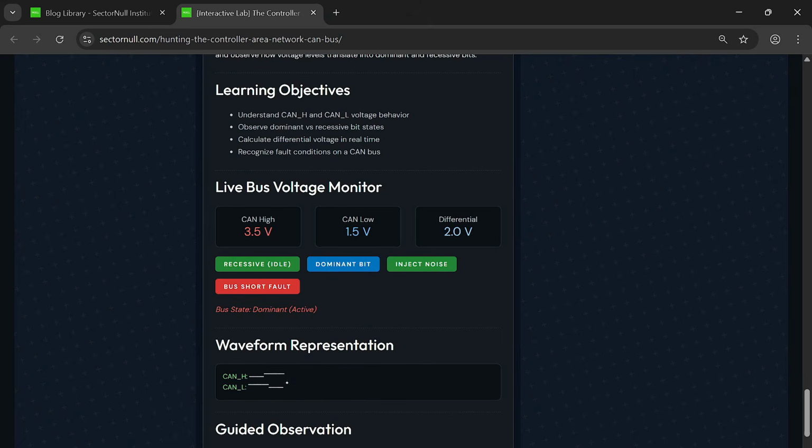On the waveform representation, you can see the CAN high waveform and CAN low waveform in the dominant bit. On the recessive bits, they are both resting at 2.5 volts. On the dominant bit, CAN high rises from 2.5 volts to 3.5 volts, and CAN low drops all the way to 1.5 volts. The difference is 2.0 volts.